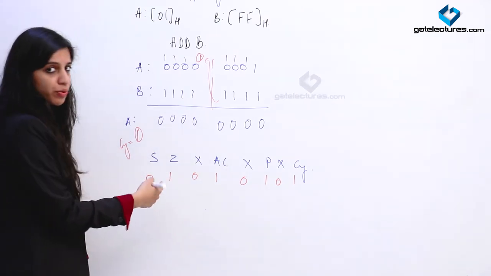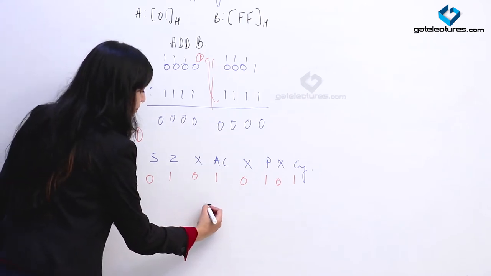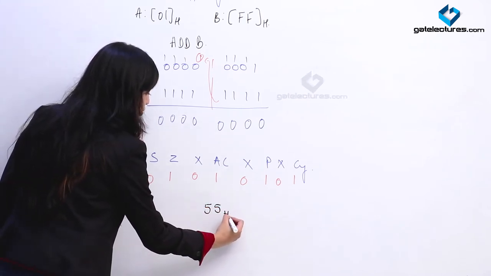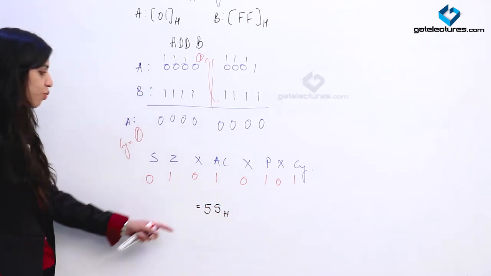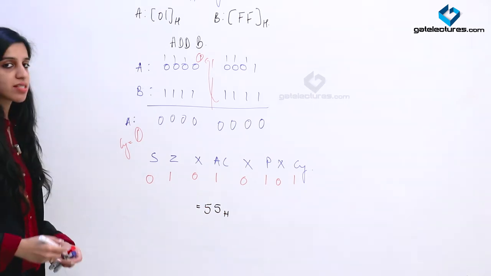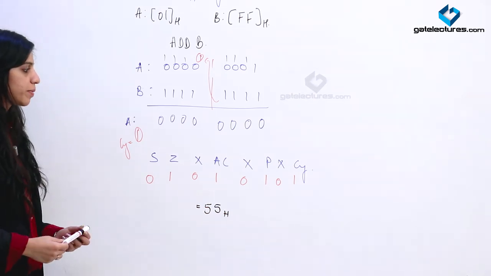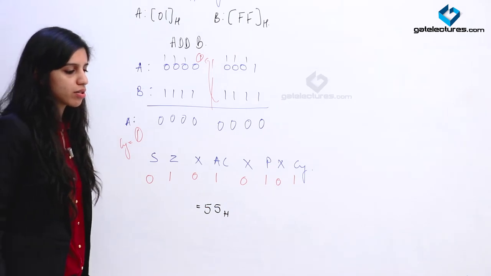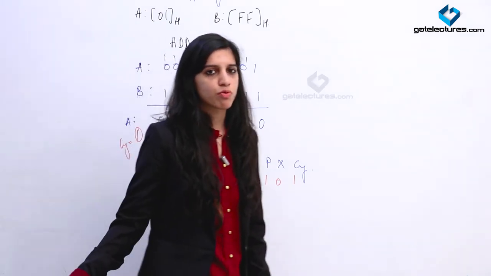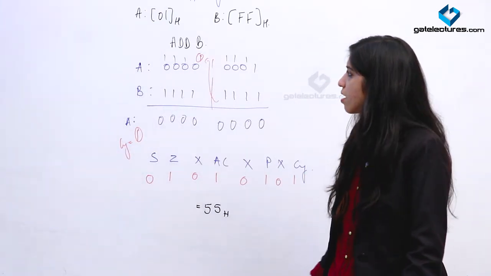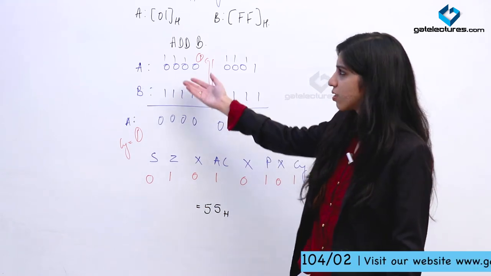So if I want to write this number in hexadecimal, it's going to be 55H. So this is going to be the value of the flag register after execution of this arithmetic operation. Okay, so generally if they're asking questions from this topic, what they're going to do is they are going to give you a question similar to this.